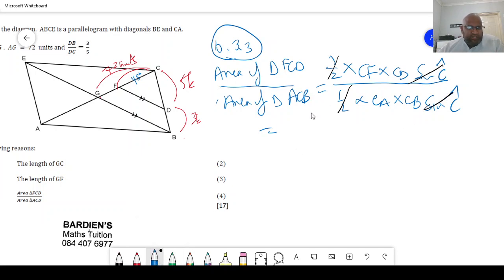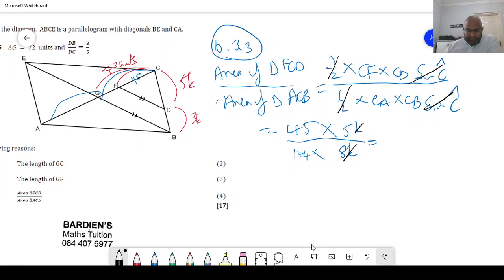Okay, so CF's length is 45. Okay, 45 times CD, which is 5K, over CA. Remember now that is 72 and that is 72. So it's 72 times 2, or we could have written 144, times CB, and CB is going to be 8K again. Okay, so what happens now is that the K's cancel. Okay, and then we can put the calculator.